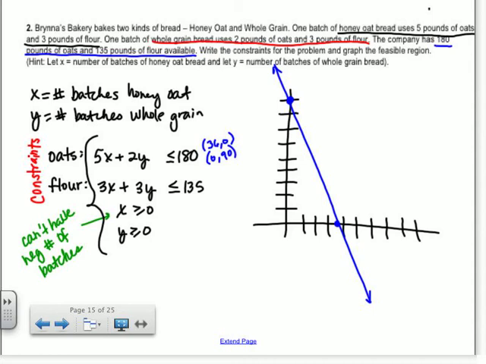Notice I only drew the first quadrant. I wasn't really worried about the second, third, or fourth quadrants. Why did I only draw the first one? Yeah, there's no negatives, right? So this right here, when x is greater than or equal to 0 and y is greater than or equal to 0, that means you're in the first quadrant. So you don't even have to shade that if you just remember you're only in the first quadrant. Okay, the next one. So if I do 135 divided by 3, you get 45. So your x-intercept is 45 and your y-intercept is also 45.